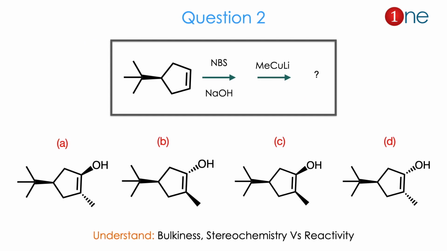Then question number 2. The starting material is a 5-member system with a tertiary butyl group and one alkene also involved. The reagents are N-bromosuccinimide and sodium hydroxide. And in the next step you are using methyl copper lithium, which is an organometallic reagent. They ask you to find the products. The products are mostly similar but they differ in stereochemistry. So the position of OH and methyl is the real question. So from the question and answers you might understand that the bulkiness of the tertiary butyl plays a role, and stereochemistry versus reactivity is the real question there.